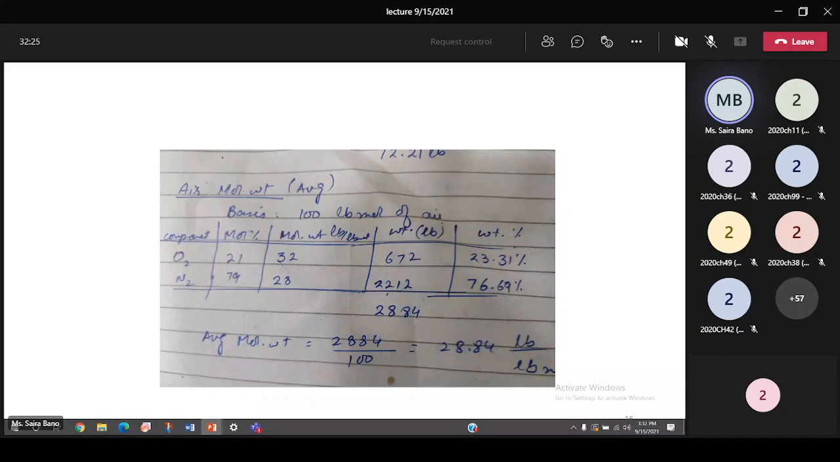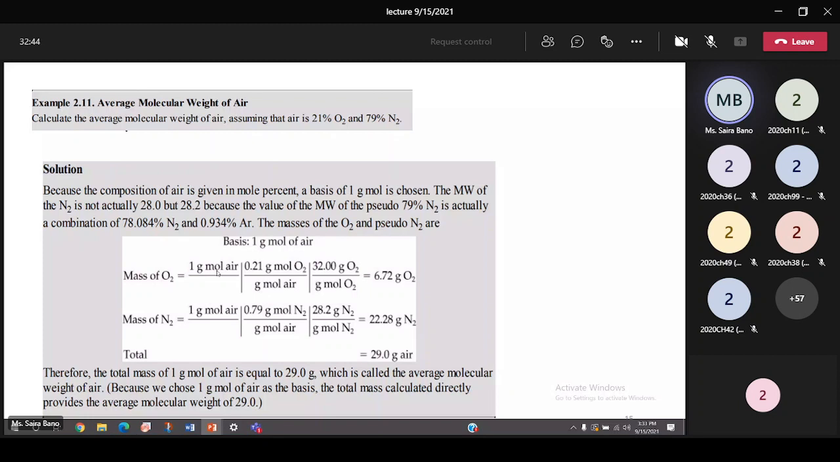Multiply this by the molar mass and you will get the total mass. And to find the average molecular weight, total mass should be divided by total moles. So this is total mass divided by total moles, and you will get the average molecular weight. That will be 29.